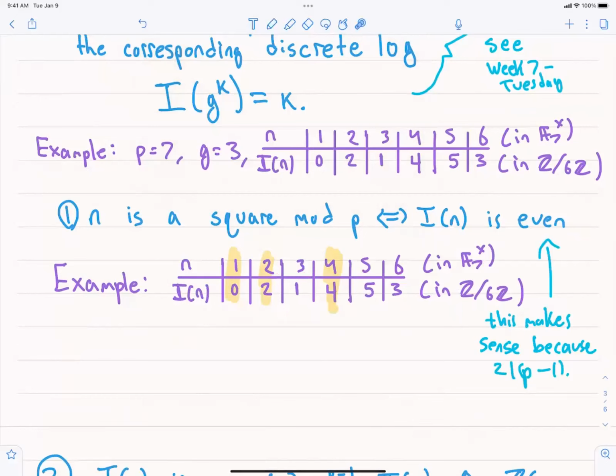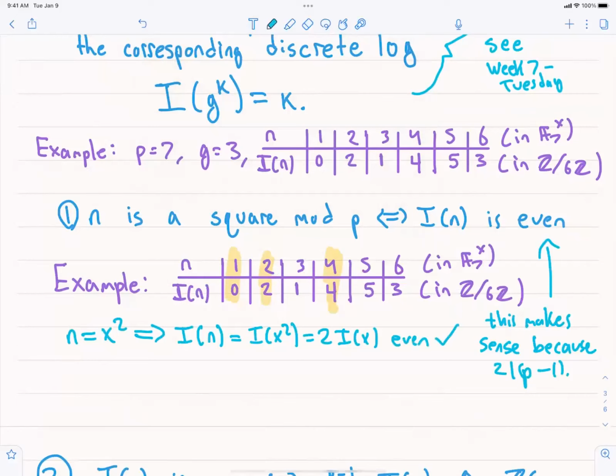We saw it holds in an example, but let's actually justify it. So, if n is a square mod p, then we can write n is equal to x squared for something in F_p. And if n is equal to x squared, then just applying the discrete logarithm, we get I of n is equal to I of x squared, which is 2 times I of x. So that's obviously even because it's multiplied by 2.